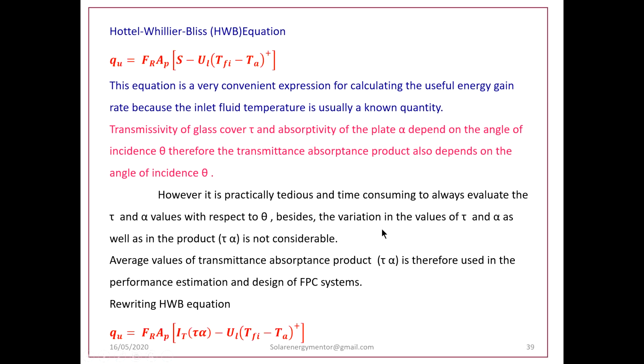So this equation, the Hottel-Whillier-Bliss equation, is a very convenient expression for calculating the useful energy gain rate, because the inlet fluid temperature is usually a known quantity. We can easily place a thermocouple at the inlet pipe of the collector and measure this quantity. So this is an easily measurable quantity.